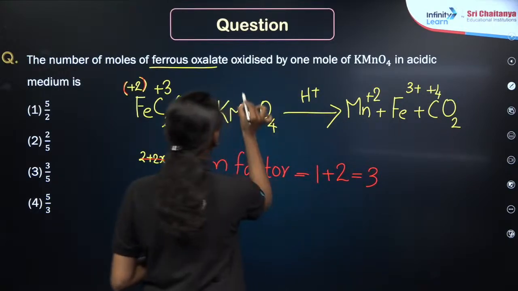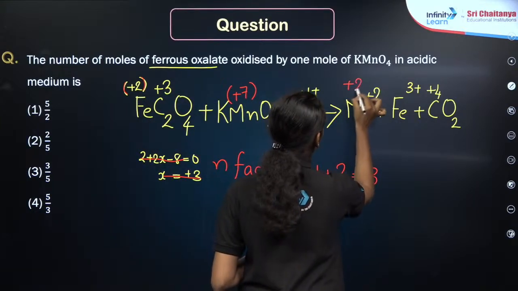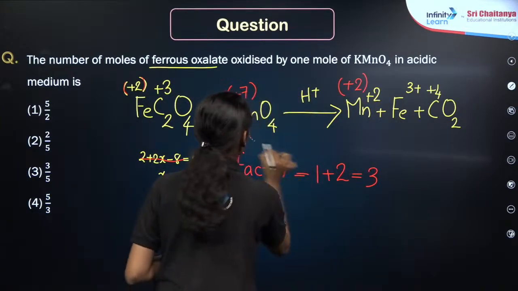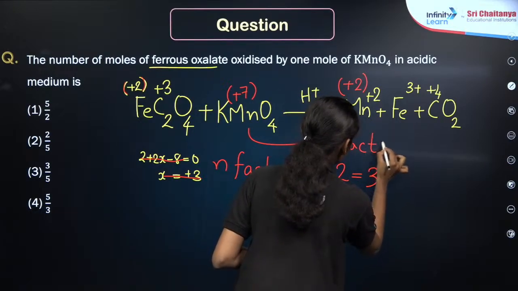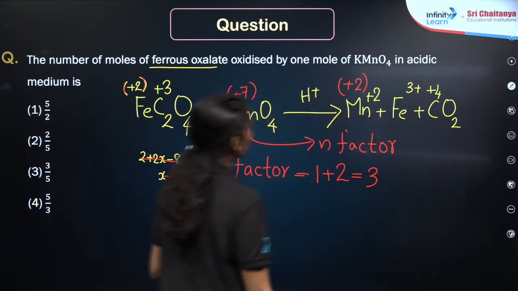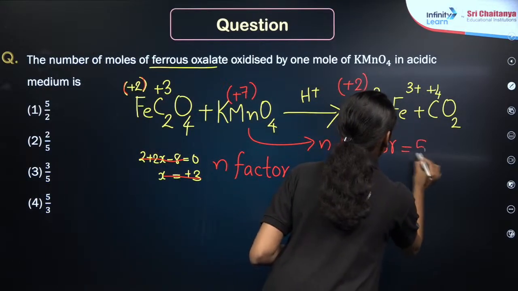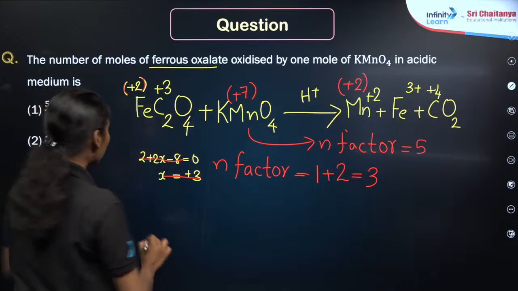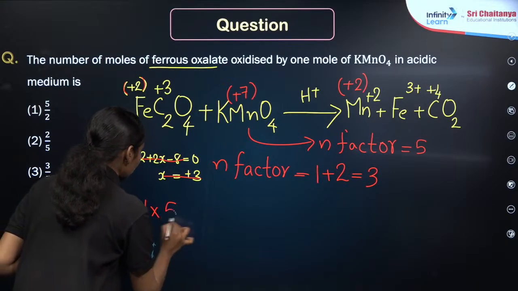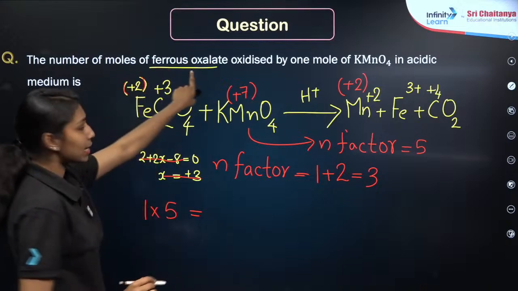Then what about the KMnO4? It is changing from +7 to +2, right? Therefore, the n factor in this case is equal to 5. Then according to the redox titration, you will just multiply the n factor into moles. If you are taking 1 mole of KMnO4, it is equal to 1 into 5. Then you have to find out the number of moles of ferrous oxalate, right?